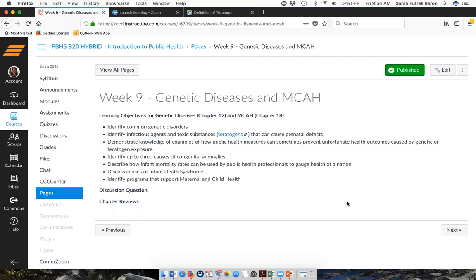I want you to know the common genetic disorders. I want you to know the infectious disease agents and toxic substances, teratogens. I want you to give me examples of how public health measures can sometimes prevent unfortunate health outcomes. So there are examples in both of these chapters where that happens and where screening tools are used. I'm going to be asking you to identify those.